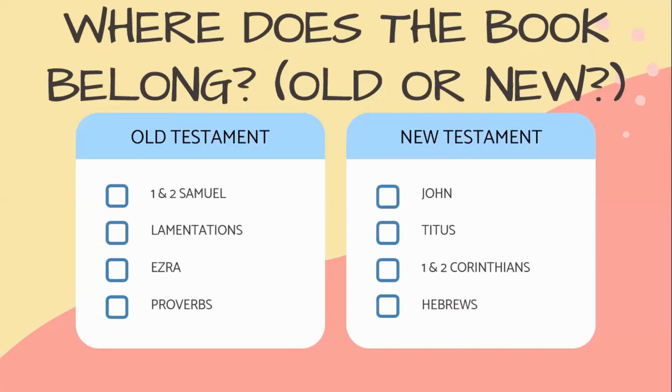So let's see. In the Old Testament, we have 1st and 2nd Samuel, Lamentations, Ezra, and Proverbs. And in the New Testament, we have John, Titus, 1st and 2nd Corinthians, and Hebrews. Now, if you didn't get those books correct, that's okay. We're going to be going through it one more time through all the books that we're learning, plus some new ones today. Okay, so let's get to it.